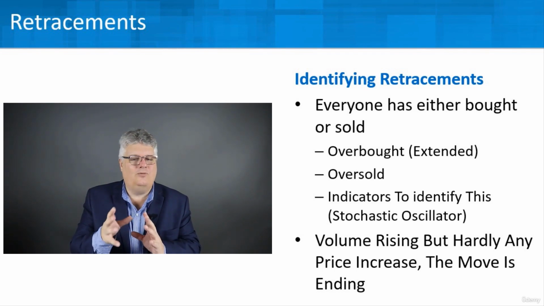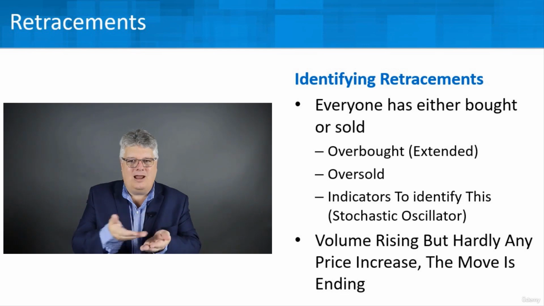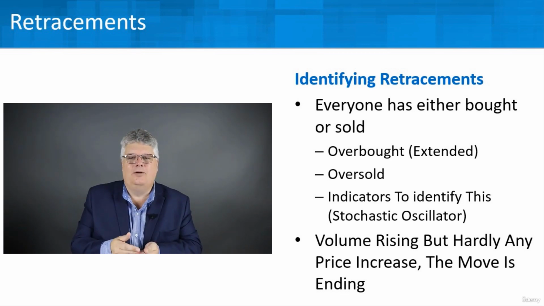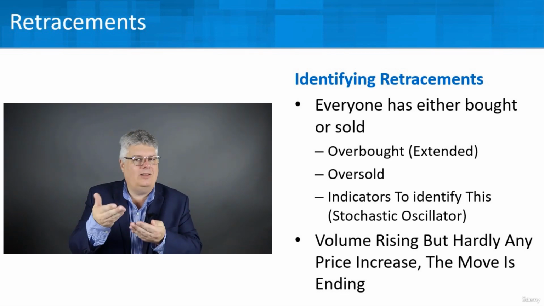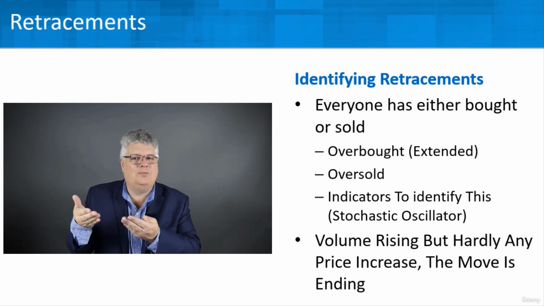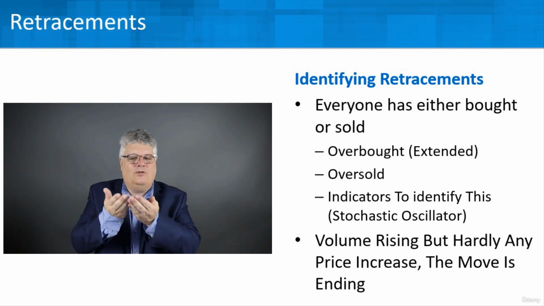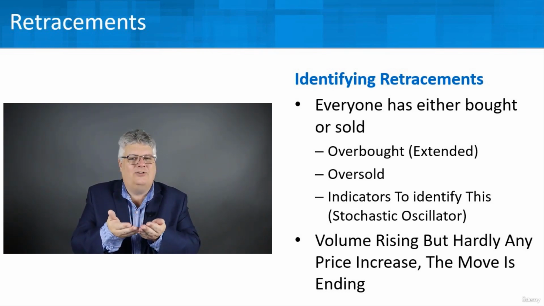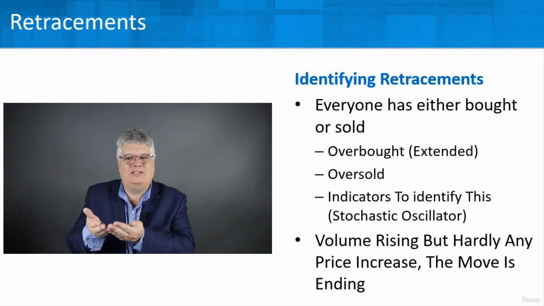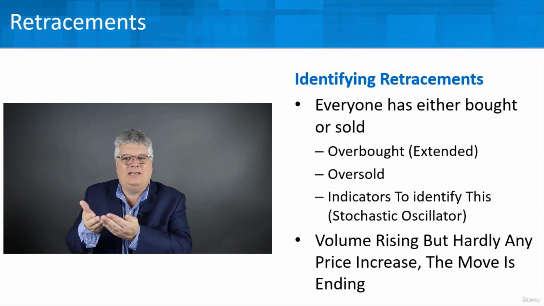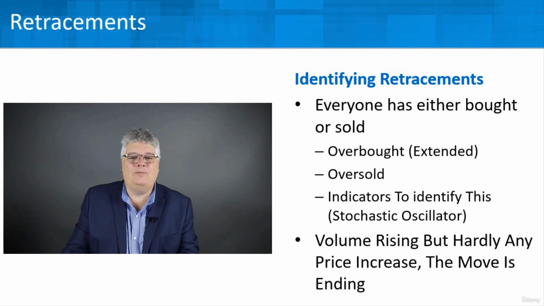Another good way to look at it early on: if you see volume rising on the bottom part of the chart, where there's a lot of trading activity but hardly any price movement or price increase, then whichever move is happening is probably ending. It's starting to stall out. Say an uptrend has been going great, but now hardly anybody is participating and it's really starting to slow down. It might be time for either a temporary pullback or retracement, or maybe even a breakout in the opposite direction.